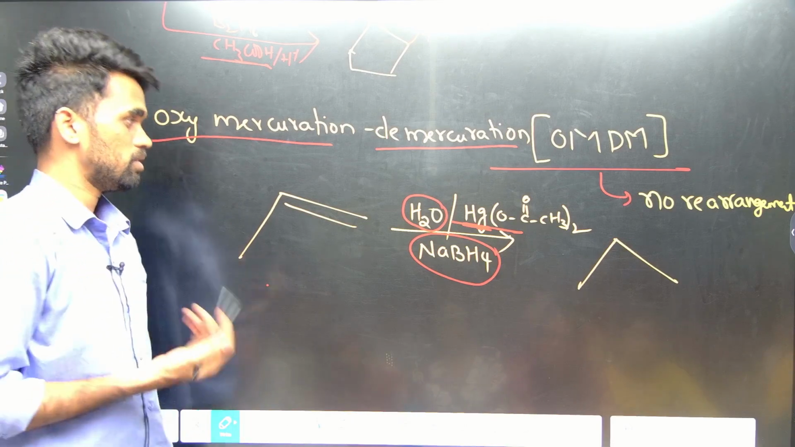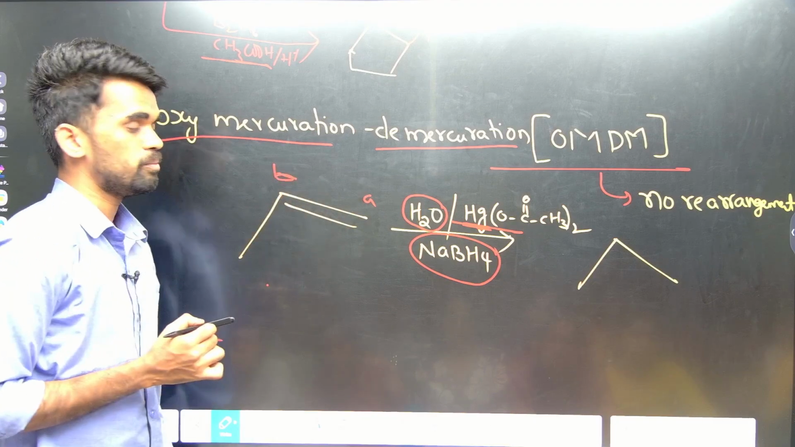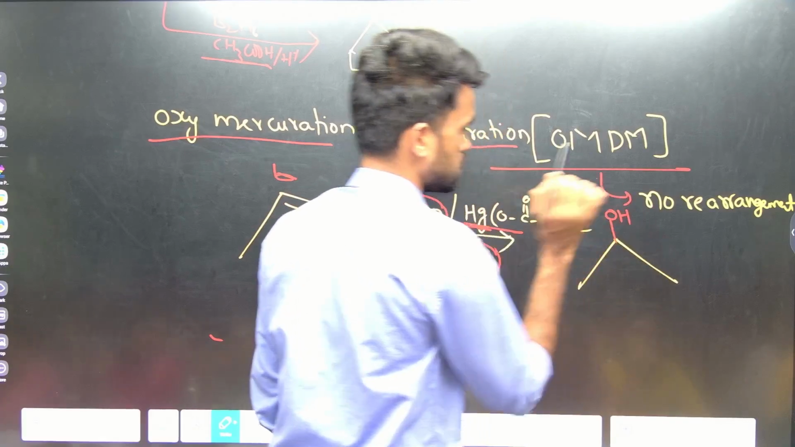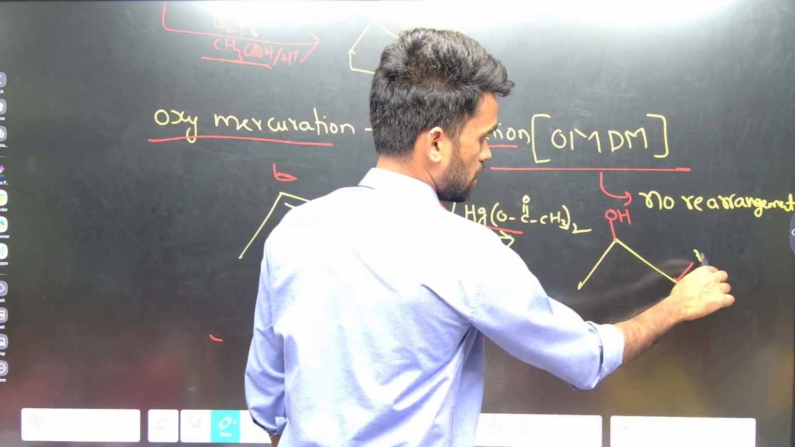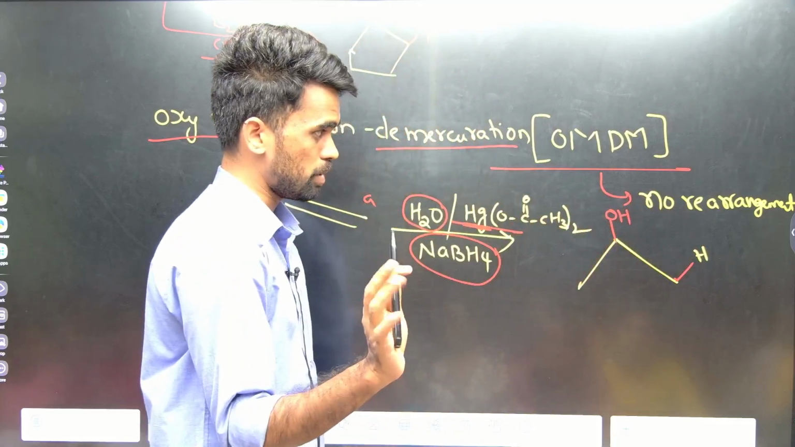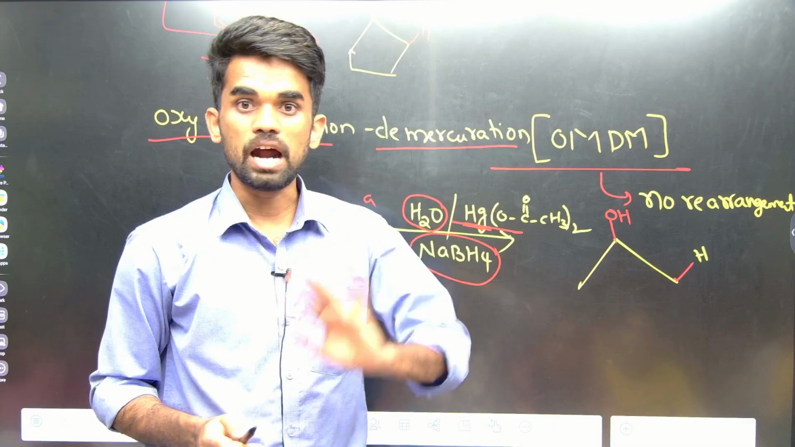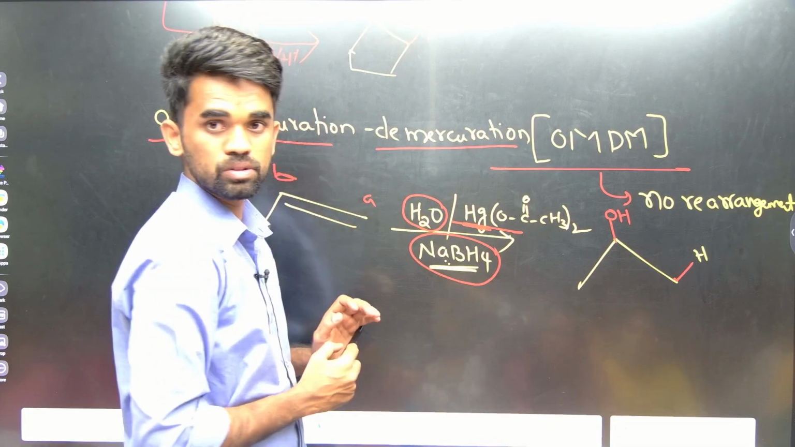See, Markovnikov rule means where should I add OH and where should I add H. Tell me. A, B. At B, what should I add? OH. That is your final product. That's it. This is the alcohol. H will come here like this. But the thing you need to remember is, they will ask from where this H is coming. Not from H2O but from this NaBH4.